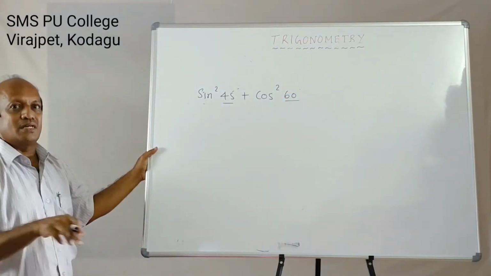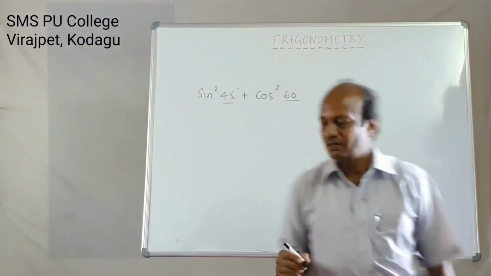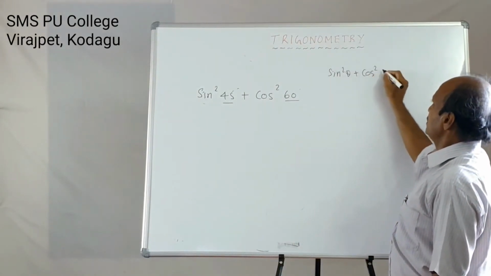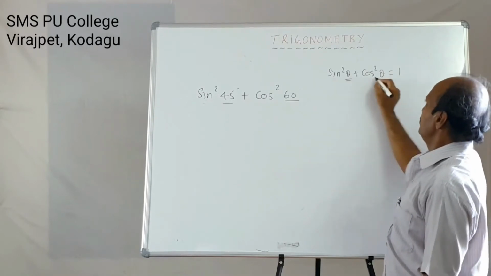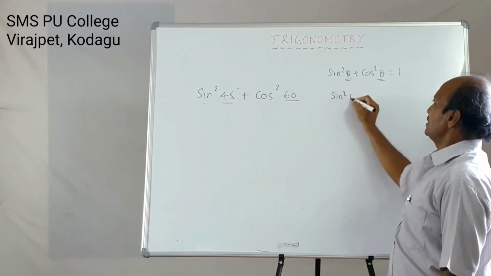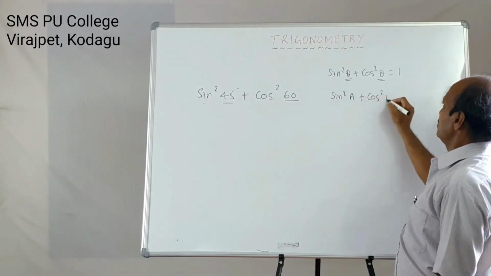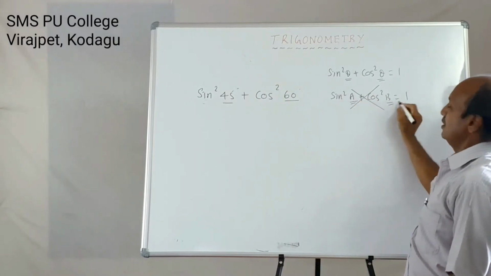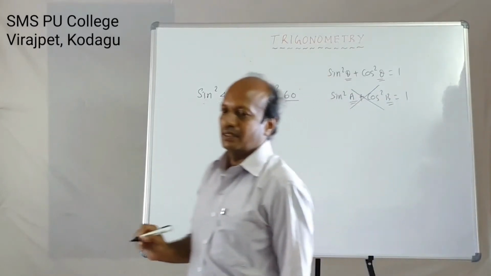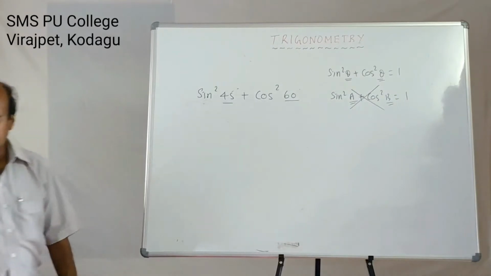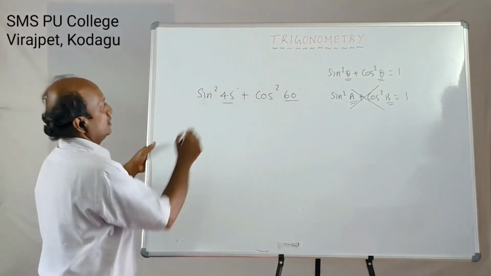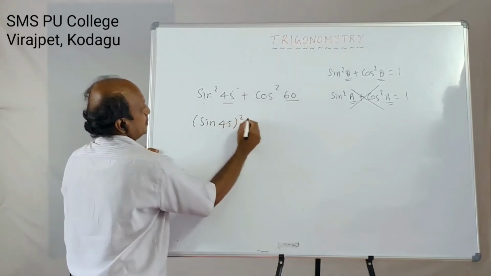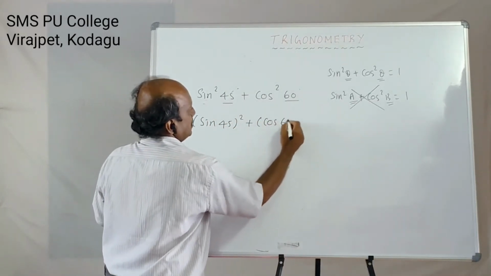Just remember, note down the thing. Sin square theta plus cos square theta is 1. Right. Both should be the same. You cannot go for just blindly sin square A plus cos square B as 1. It is not possible. Right. Here, because the angles are different. Now what you have to find? You have to find the value of sin square 45 plus cos square 60. Right. This you can write as (sin 45) whole square plus (cos 60) whole square.